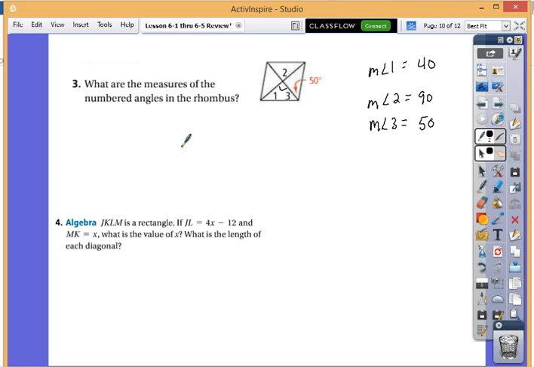You're fine. All right, so algebra. JKLM is a rectangle. If JL, how would I know that this would be a diagonal of the rectangle? How do you know? Draw it out. Yeah, if you draw it out, then the corners are consecutive. So the two letters that aren't next to each other are going to form diagonals. So JL is a diagonal, MK is a diagonal. They're congruent to each other because it's a rectangle.